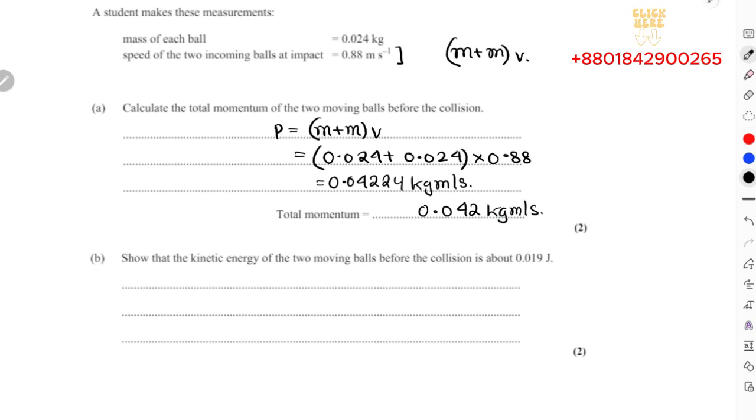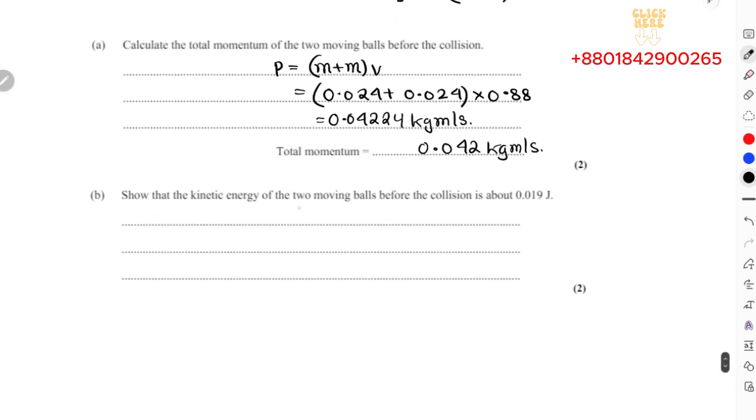Okay, that was it for part A. Then for part B, show that the kinetic energy for the 2 moving balls before the collision is this much. Similar concept, I know that the equation is what? For kinetic energy, it's half mass v square, right? As they both have a combined velocity of 0.88 and their masses will be added together.